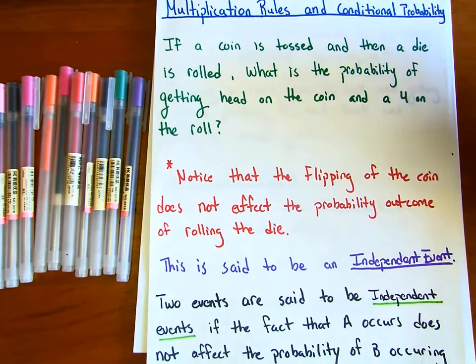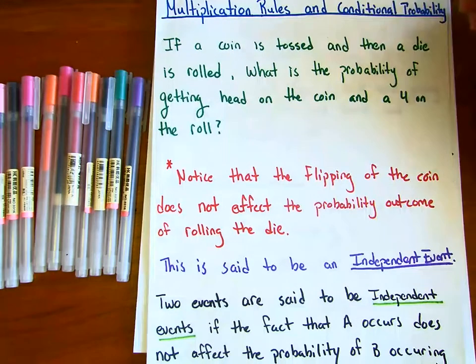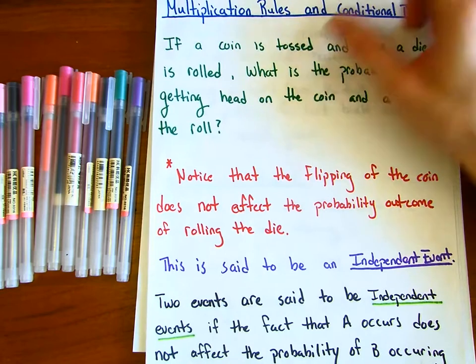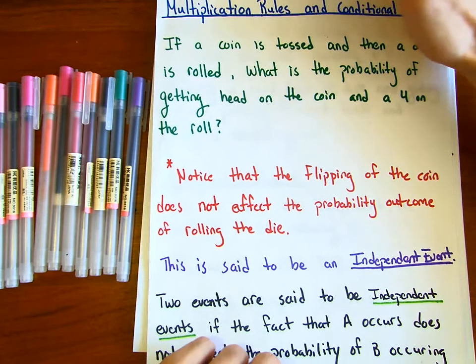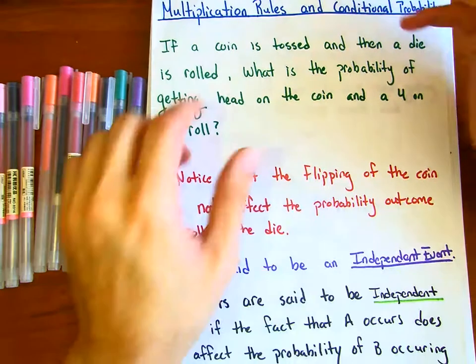All right, welcome everybody. Let's continue our journey of probability. And here within chapter 4.3, we're going to talk about some multiplication rules and conditional probability. So let's take a look at the first example.